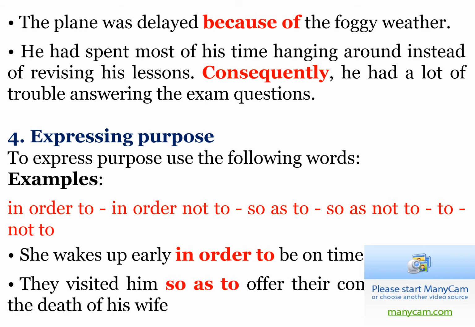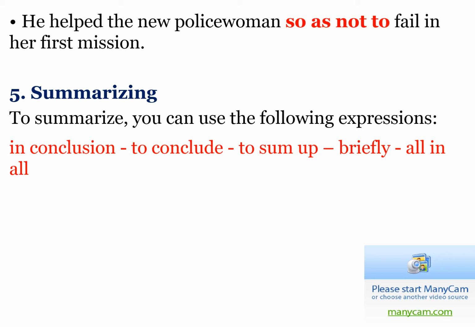Number 4, expressing purposes. To express purpose, use the following words: in order to, in order not to, so as not to, not to. You can now have a look at the examples below. Number 5, summarizing. When you want to summarize something, you can use the following expressions: in conclusion, to conclude, to sum up, briefly, all in all, and you can always end your paragraph with words like these.